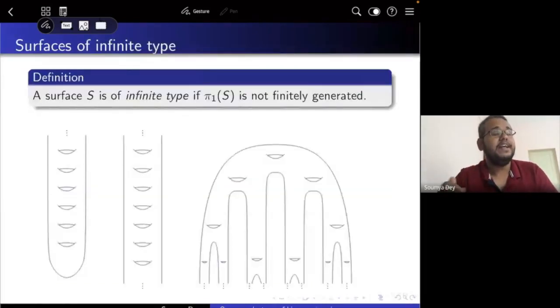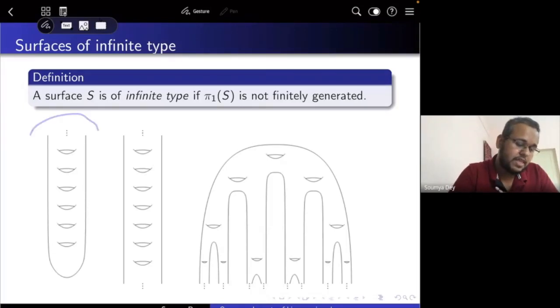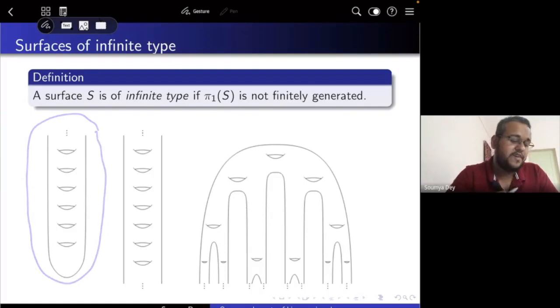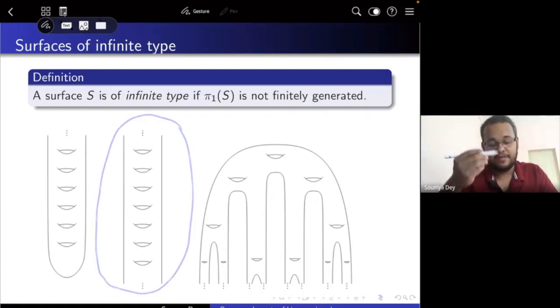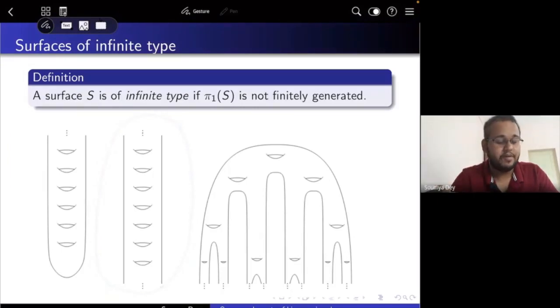So till now we were dealing with surfaces which have finite genus and finitely many boundary components and punctures, etc. But there can be surfaces where the genus is infinite, or the number of punctures or boundary components is infinite. For example, the first example here is a surface with infinite genus which is open in one end. Towards the above, it goes on, right? This is called the Loch Ness monster surface. The second example is open in two ends, so in both the above and below, it has infinite genus.